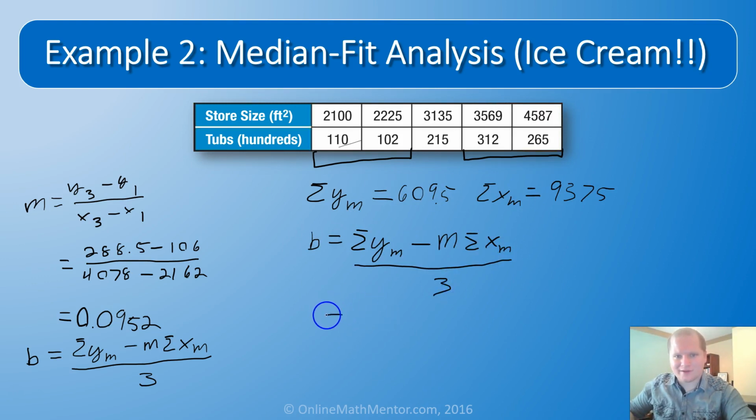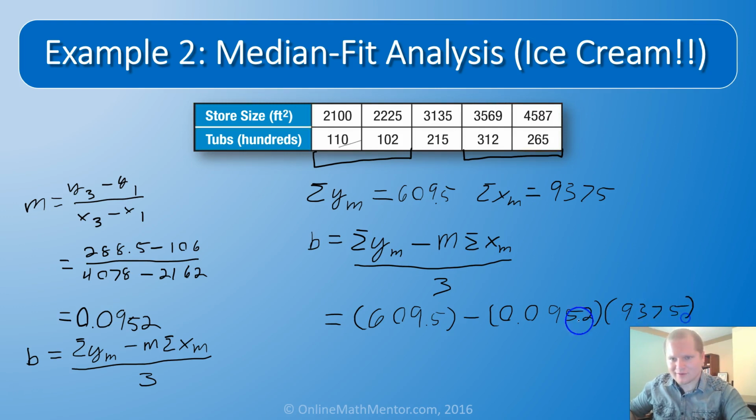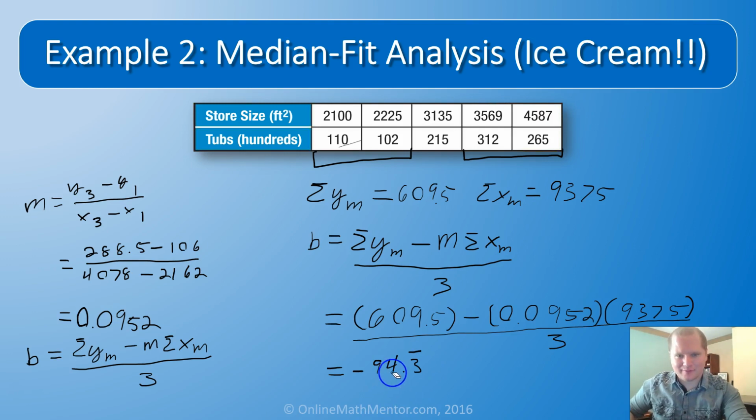And when we substitute into this formula, we'll get 609.5 minus our slope, which was 0.0952 times the sum of our x's, which was 9375. All of that divided by 3, and our final answer is negative 94.3 repeating. So we'll just leave it as 94.3.